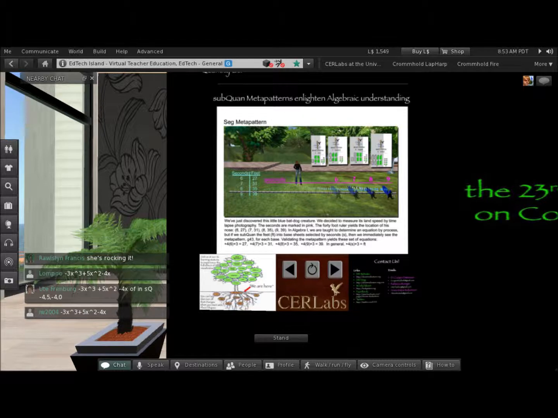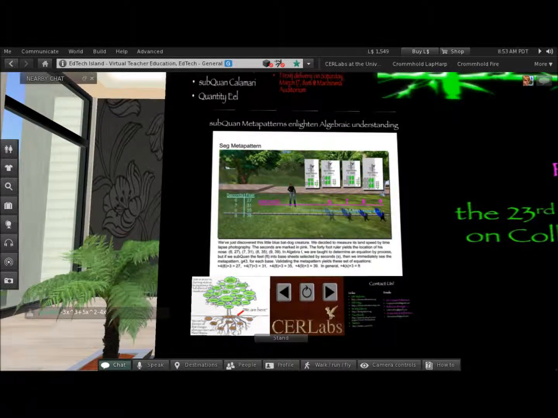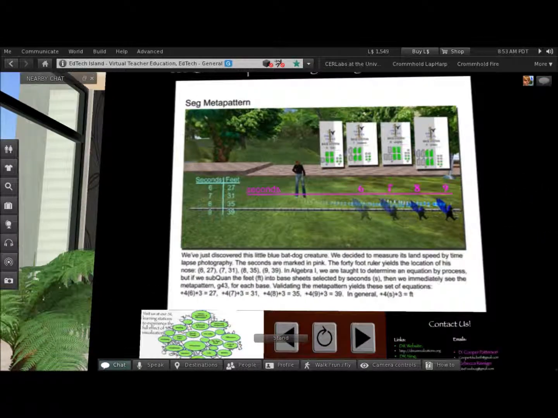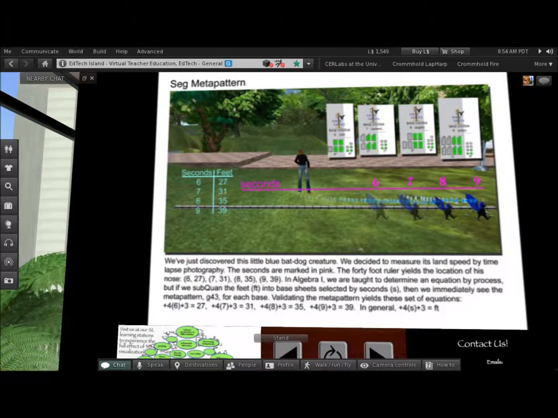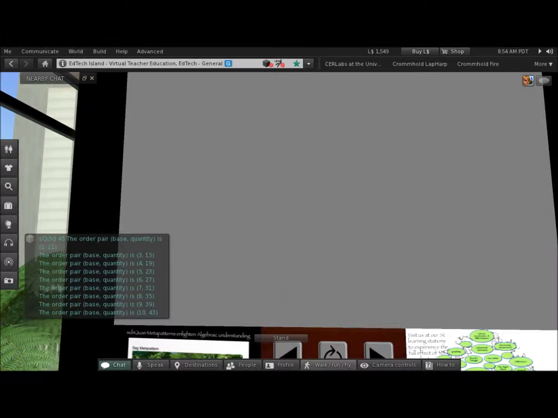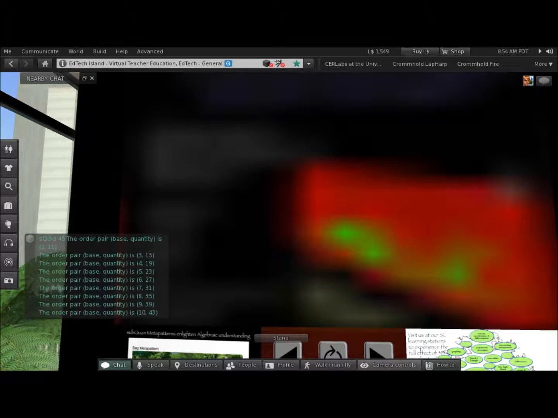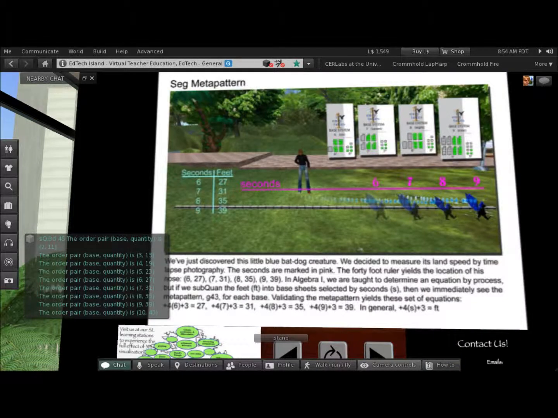So what we found is when you're collecting data, and here we have a prototype of a little creature running across the field, and we measured it at 6 seconds. He was at 27 feet, at 7 seconds, at 31, and so on. You can see the standard data chart over there on your left within the picture. But what we did was we took those seconds.